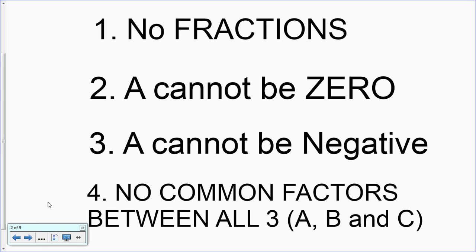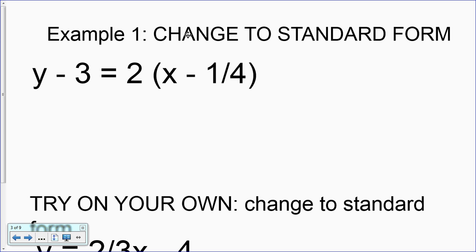Okay? So let's go ahead and try a few. So here's an example. We had to change this into standard form. Okay? This form they gave us was point slope form. And actually when we go from point slope form to standard form, we have to make a pit stop in slope intercept form. So we're going to change the point slope form to slope intercept, and then go from slope intercept to standard.